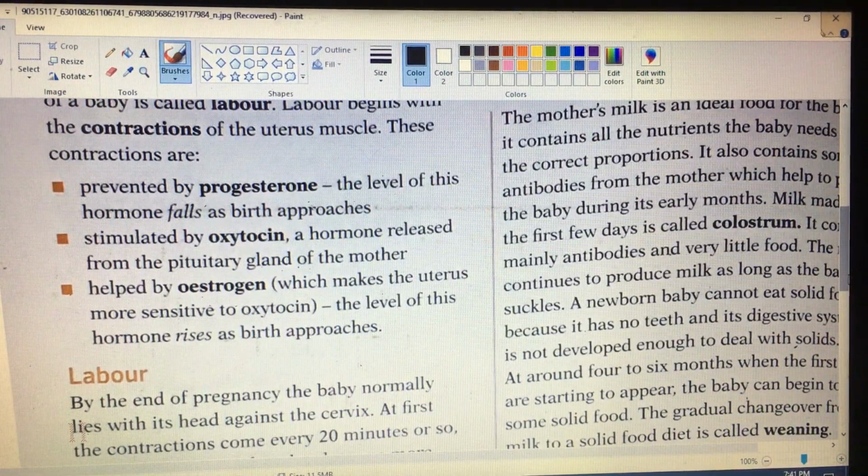You know that the best food for the baby is the mother's milk because it contains all the nutrients that baby needs in the correct proportions. And the name of the milk which is made in the first few days is colostrum, which contains mainly antibodies and very little food. So what do we call the name of the milk which is made in the first few days? Actually, it's the colostrum.